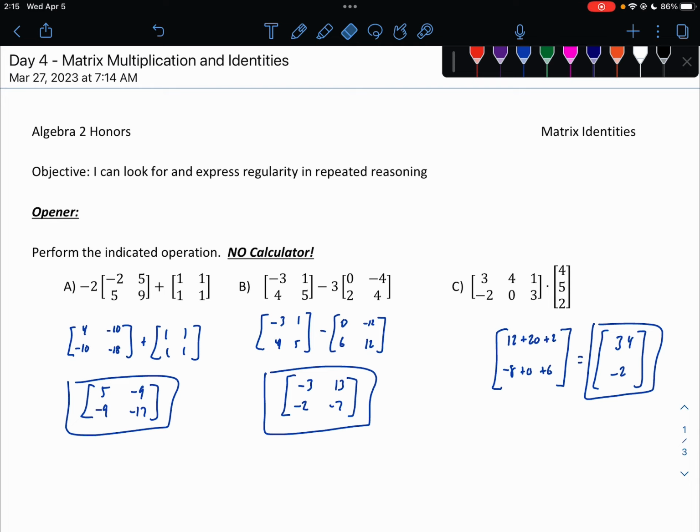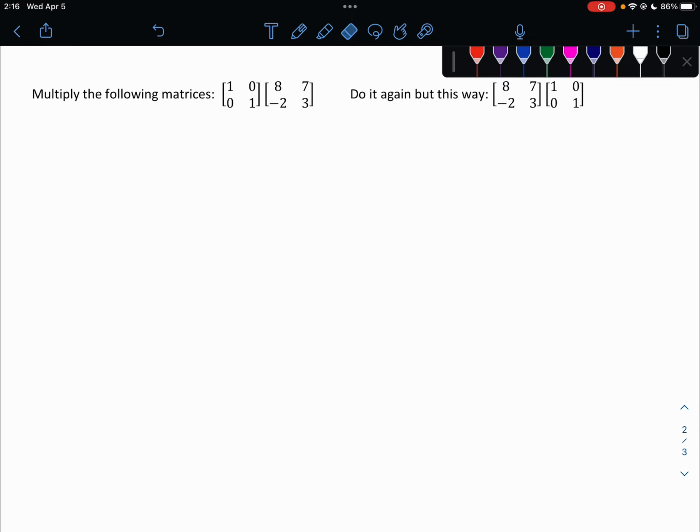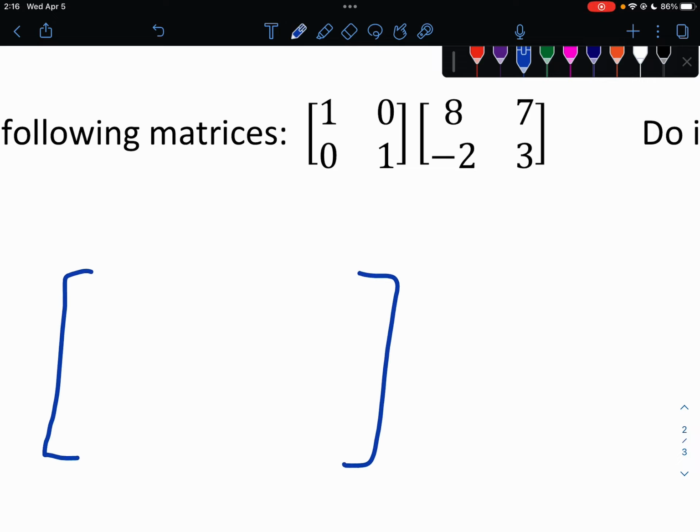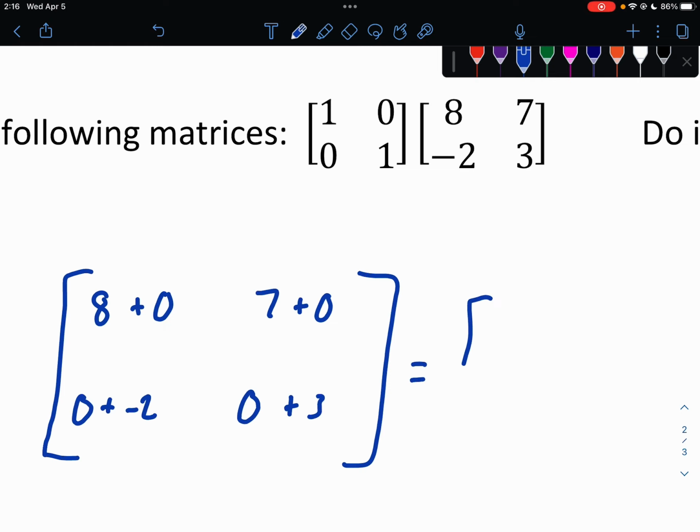All right, real quick little lesson today. We're continuing with multiplication of matrices. If we're going to multiply these matrices out, it's a 2 by 2 and a 2 by 2, so our answer is going to be a 2 by 2 as well. So we get 1 times 8 plus 0 times negative 2. 1 times 7 plus 0 times 3. 0 times 8 plus 1 times negative 2. And 0 times 7 plus 1 times 3. And that answer is going to be 8, 7, negative 2, and 3.